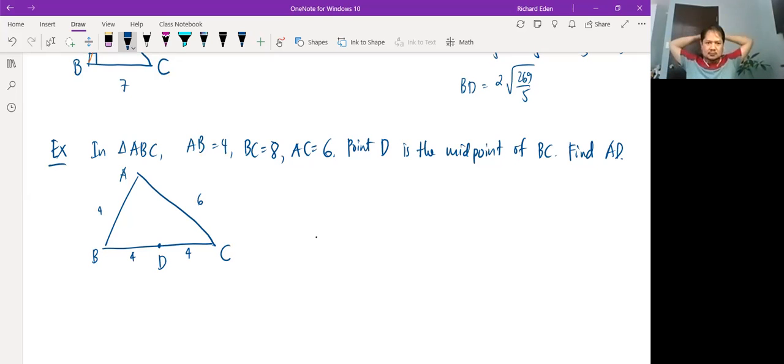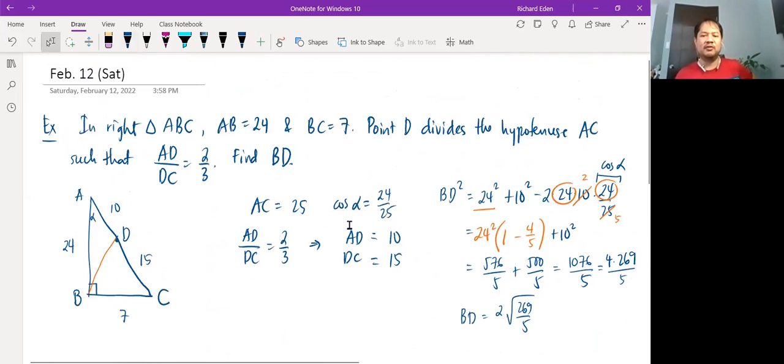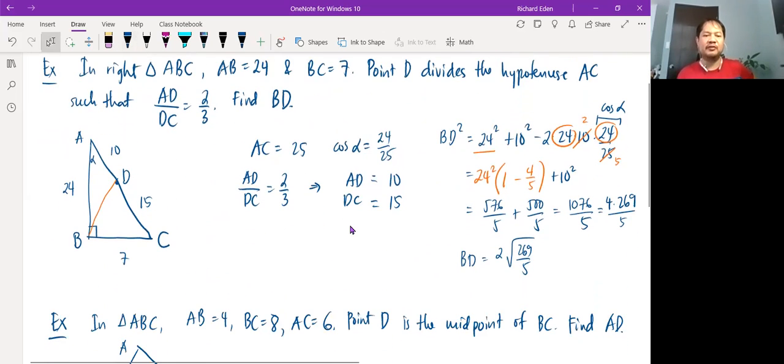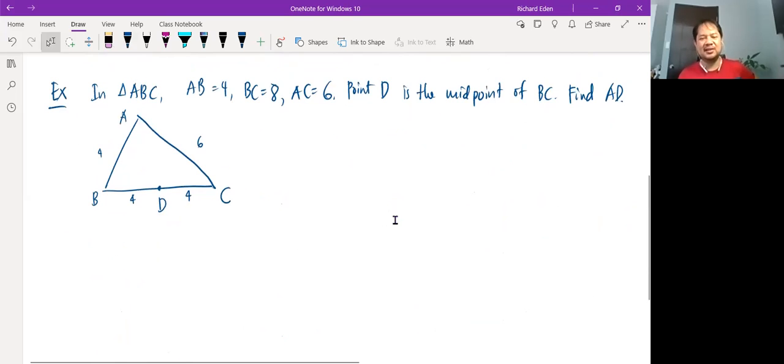Same strategy? I think that's possible, because the cosine law applies to any triangle. However, we found cosine of alpha earlier easily from the fact that we had the right triangle. Cosine of alpha is 24 over 25. We can still find a way, but it will take a lot of time. And if it takes a lot of time, why don't we go ahead and do that?